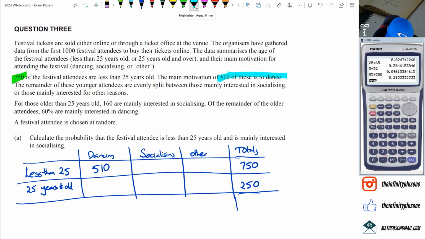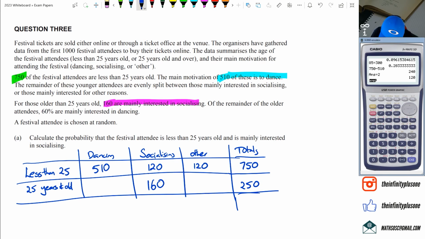And then we have the remaining of the younger attendees are evenly split. So if we take 750 and take away 510, we've got 240 divided by 2. That's going to give us 120 in each of those, in socializing and in other. So that one is done. For those 25 years or older, we've got 160 are mainly interested in socializing. So that's 160.